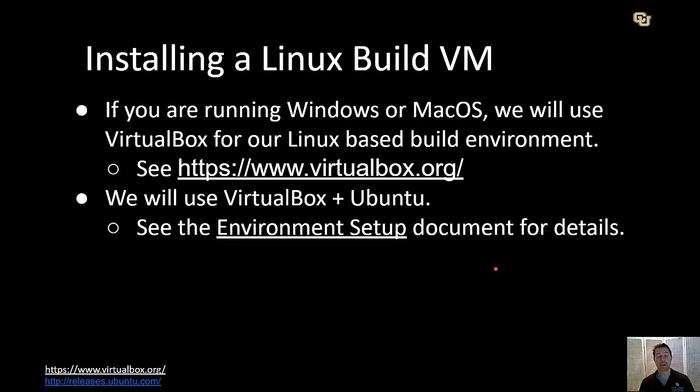Okay, so one option, as I mentioned in previous videos regarding how to complete your programming assignments. If you're running on Windows or Mac OS and you don't have a native Linux development environment, one of your options is going to be to install VirtualBox on your PC. And you can see the link here to virtualbox.org. There's also a link with a little more instructions inside the Assignment 1 document, which we'll talk about in a later video.